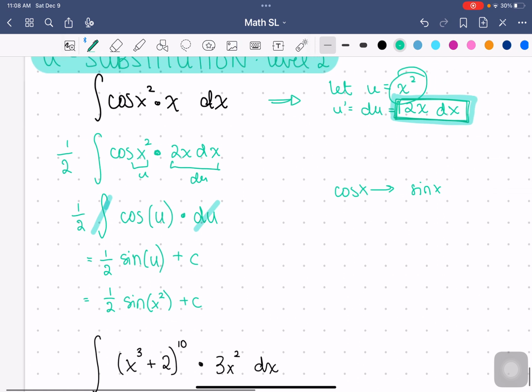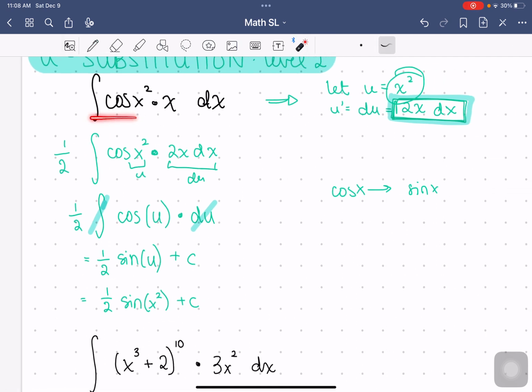Let's do a little recap again. So we started out with this, and we found what our u is, and we found what our u prime is, and we wrote them down over here, and we took the derivative because u prime is basically du. So after we did that, we allocated this to be u, and we allocated this to be du, and we replaced them with u and du to make things simpler.